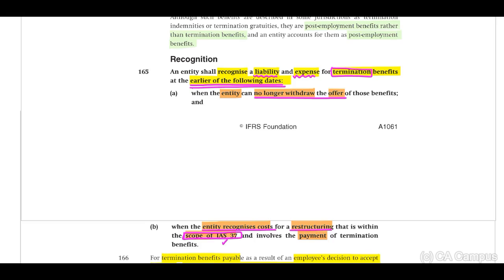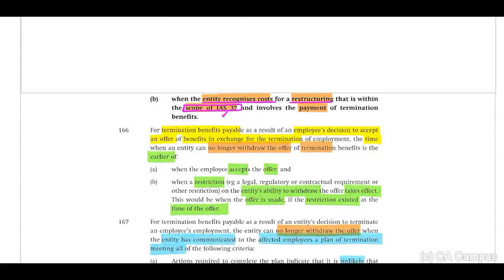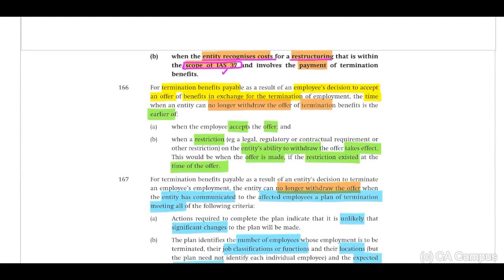Now that rings a bell, guys, because they have indicated to us that they have recognized a restructuring within the scope. Then the termination benefits payable as a result of employees' decision to accept an offer of benefits in exchange for the termination, the time when the entity can no longer withdraw from the offer will be at the earlier of when the employee accepts the offer and when a restriction on the entity's ability to withdraw the offer takes effect. This would be when the offer is made if the restriction existed at the time of offer. Guys, keep in mind, we're going to look at our timeline just now.